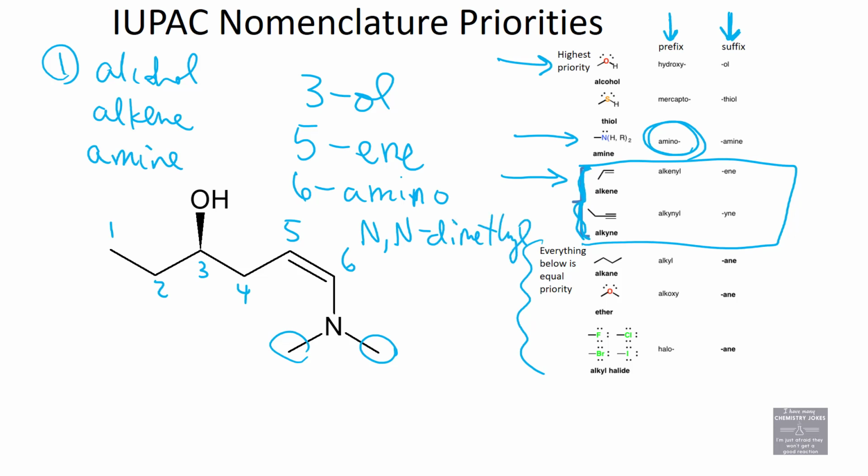So the ol takes over the root name. Ene kind of goes in the middle, always and forever. And then amino is going to be a prefix. Dimethyl is a prefix. And my parent name is a hexane, or a hex. Okay, how do I assemble all of this?